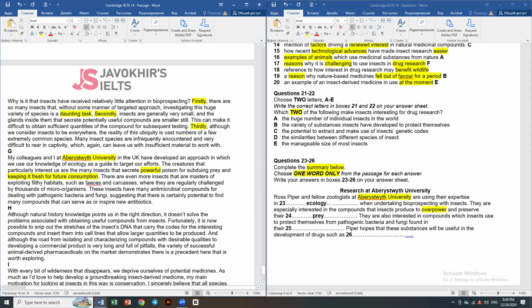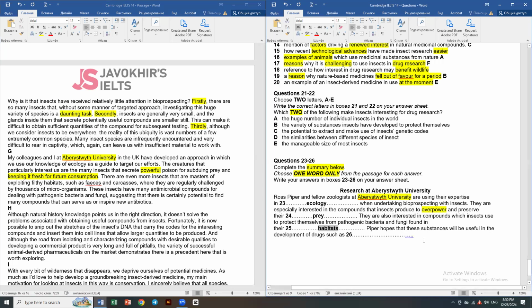They're masters of exploiting, I'm sorry, it's not exploring, but exploiting filthy habitats. There are even more insects that are masters of exploiting filthy habitats such as feces and sargasses. So, habitats.